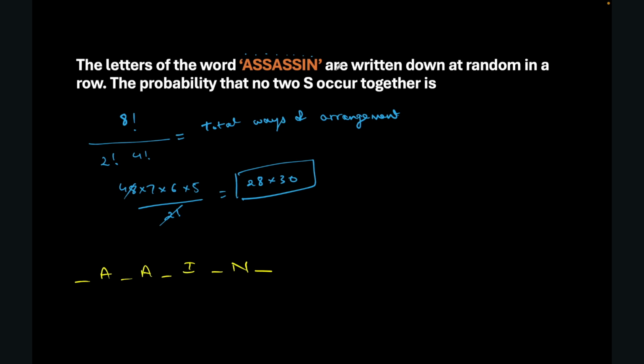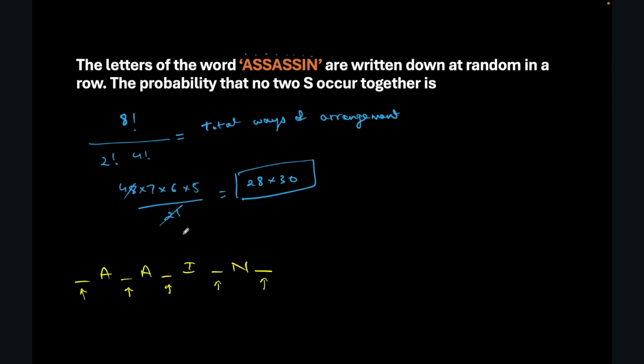Okay, so we have 5 slots. We have 1, 2, 3, 4, 5, and we have 1, 2, 3, 4. So we have 5 slots and we have 4 S's. Now think about it. Tell me, how do I solve this part? Pause the video and try it out.